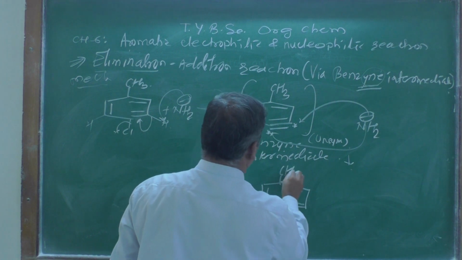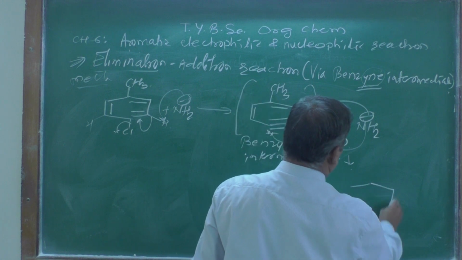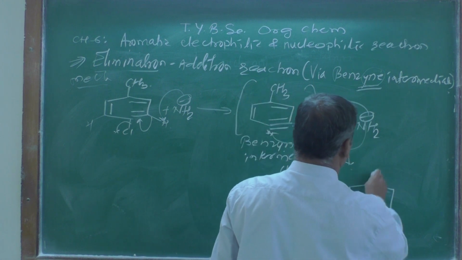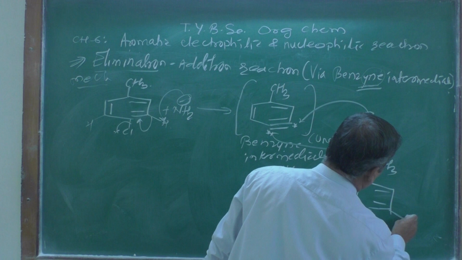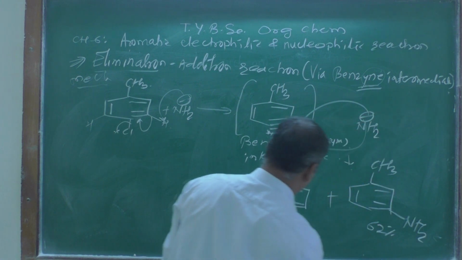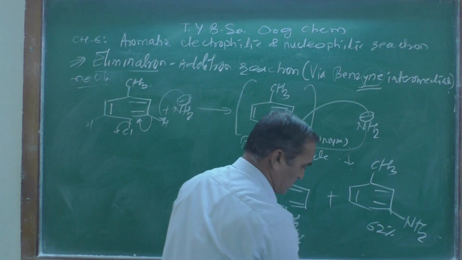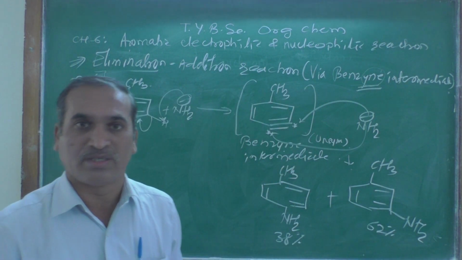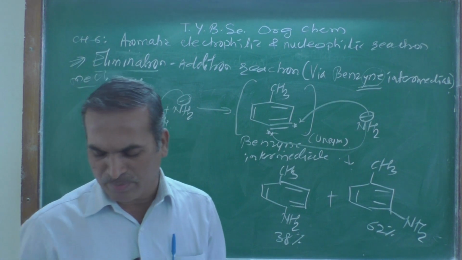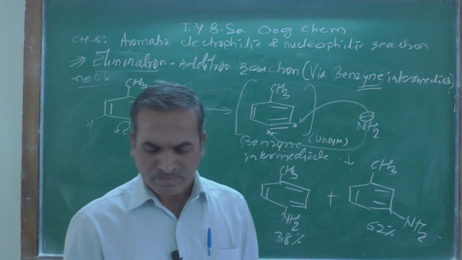This one is a CH3, another one is an NH2, and the next one will be this one, that is CH3, and here is an NH2. Here we are getting 62%, here only 38%, meaning this is the major product and the second one is the minor product. This is the product we are getting over here.